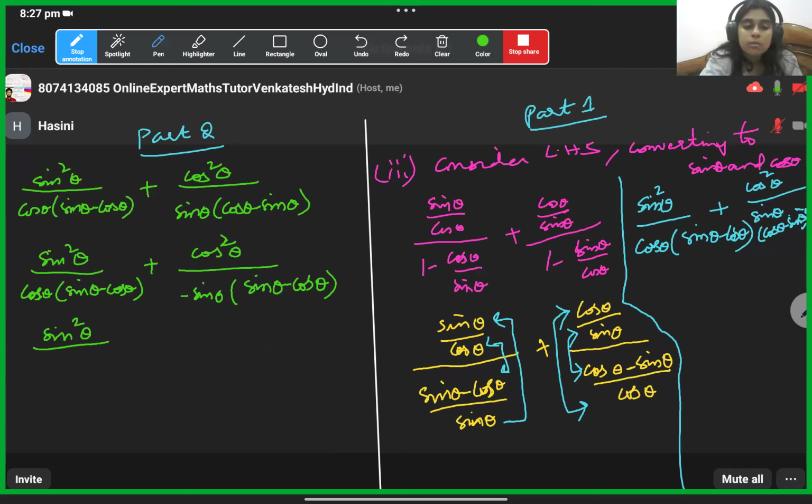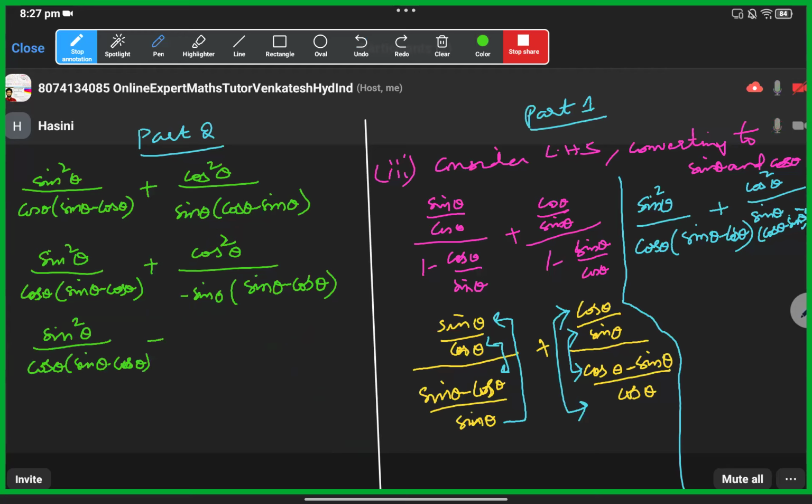So directly I'm writing like this now. Sin square theta by cos theta into sin theta minus cos theta, minus cos square theta by sin theta into sin theta minus cos theta. So where did this minus come from? Actually, this minus goes to the numerator, but plus of minus finally gives minus.